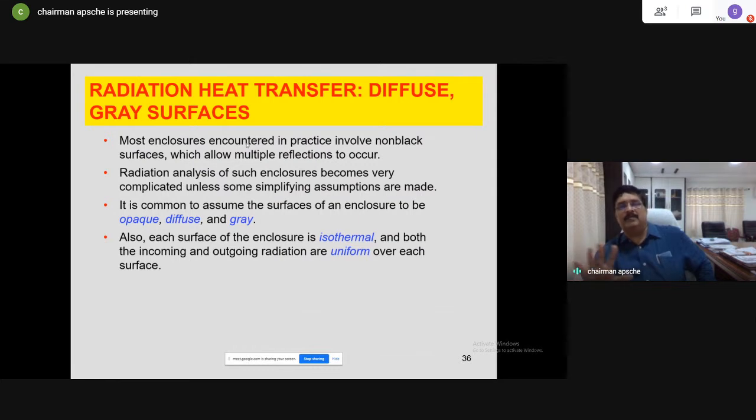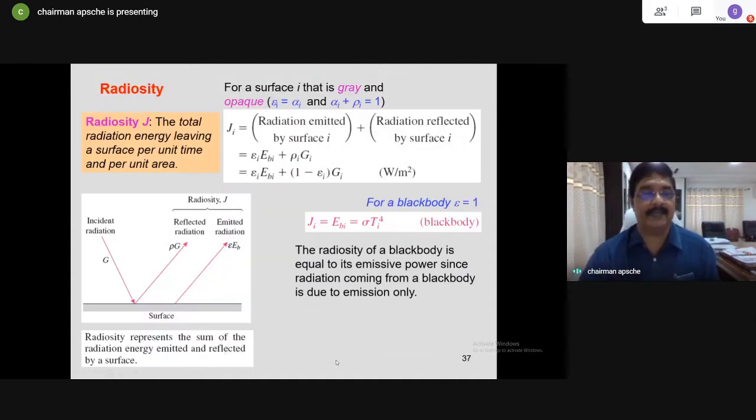Normally in all these cases, we assume that surfaces are opaque. They are not allowing radiation to pass through. And they have diffuse reflection. I've talked to you about two kinds of reflections: one is specular reflection, another one is diffuse reflection, and another one is the gray surface. Also, each surface of the enclosure is isothermal, meaning every surface will be at a constant temperature. Temperature is not varying during the radiation heat exchange process, and both incoming and outgoing radiations are uniform over each surface. So these are the simplifying assumptions that we make here.